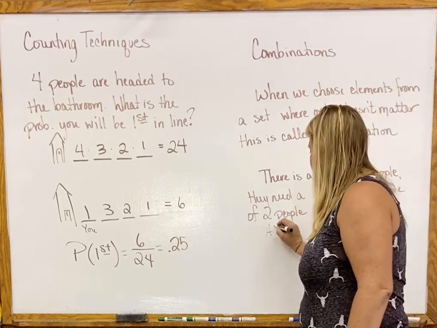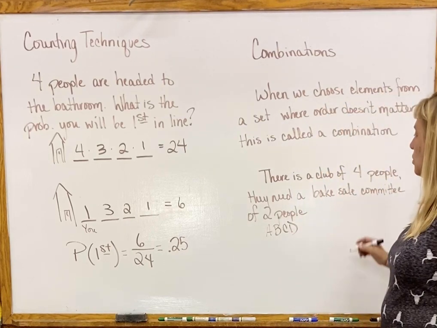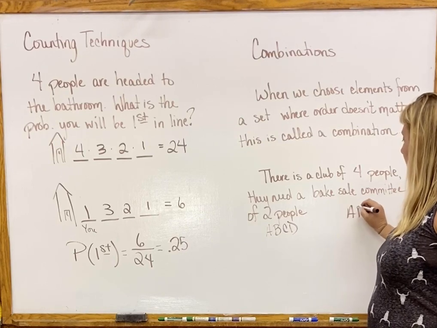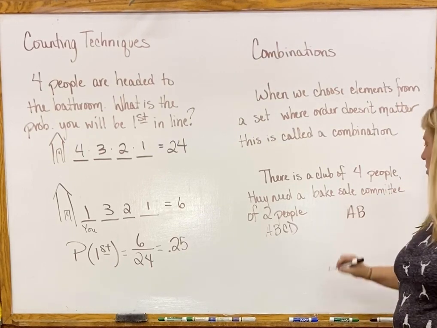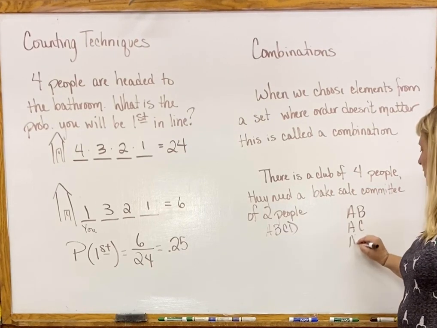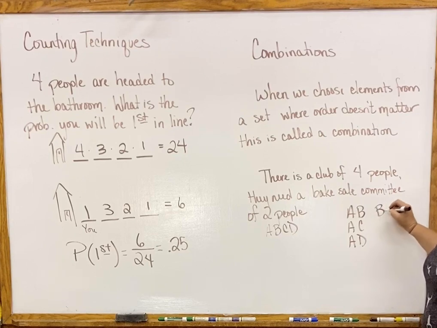So let's just name these people A, B, C, and D just to make life easy. So the different committees that we could have is, it could be A and B, couldn't it? Or it could be A and C. Or it could be A and D. But maybe it's B and C, or maybe it's B and D. Or maybe it's C and D.